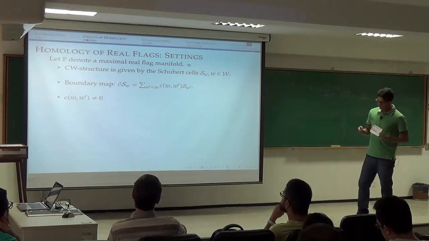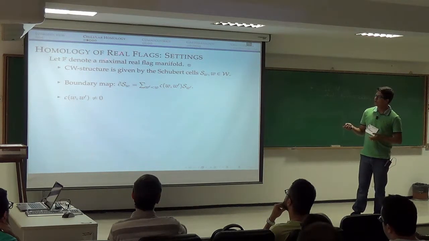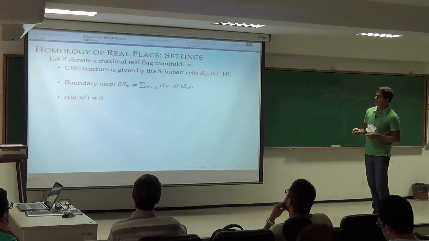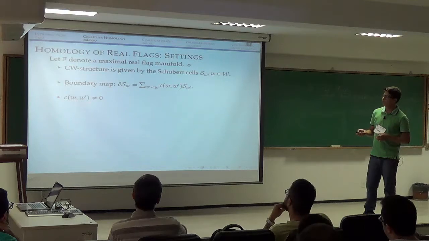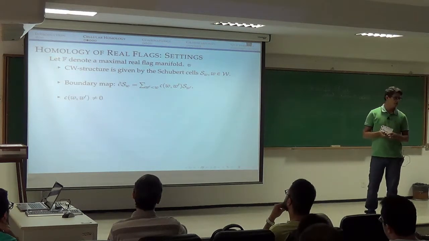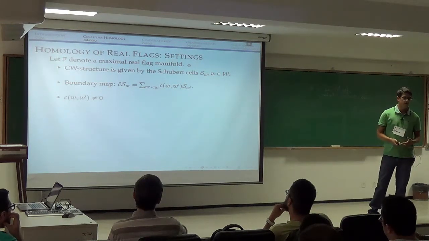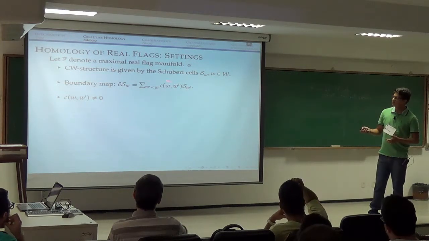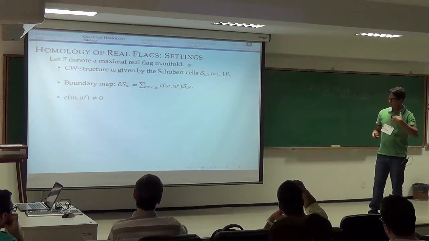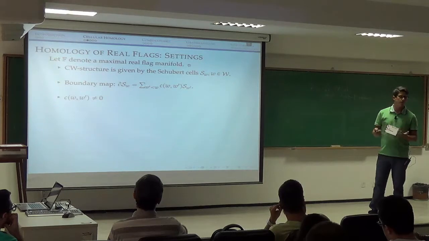And what is the interesting case when we are working with real flags? Is that when you have a difference of dimension one here, non-zero coefficients may occur. So this is the point where the real case turns out to be interesting. Okay, in the complex case, since the cells jump by two dimensions, the boundary map is always zero.